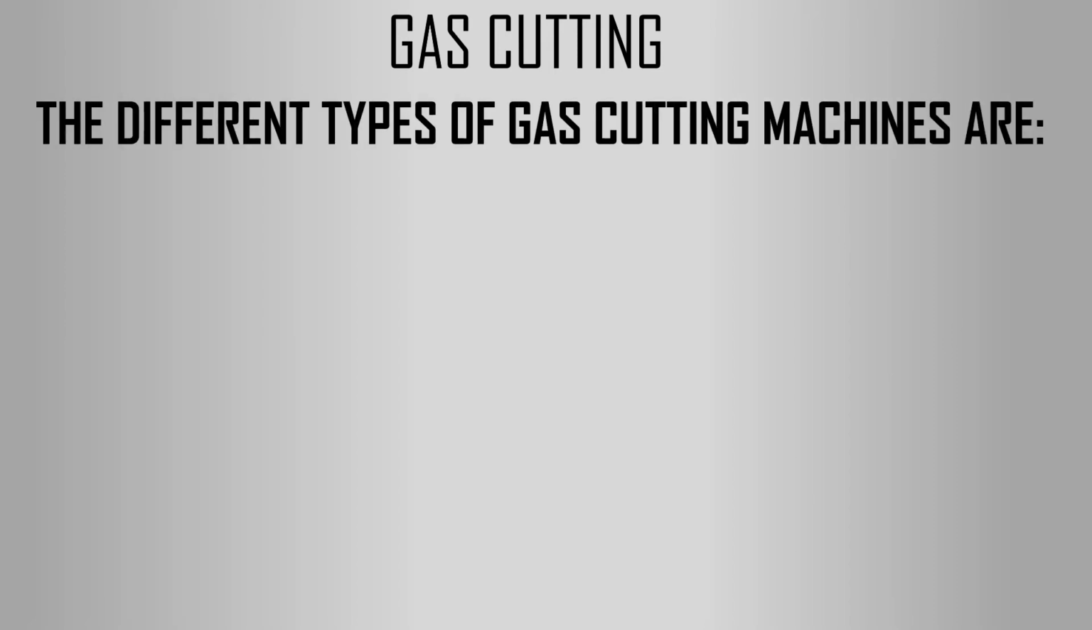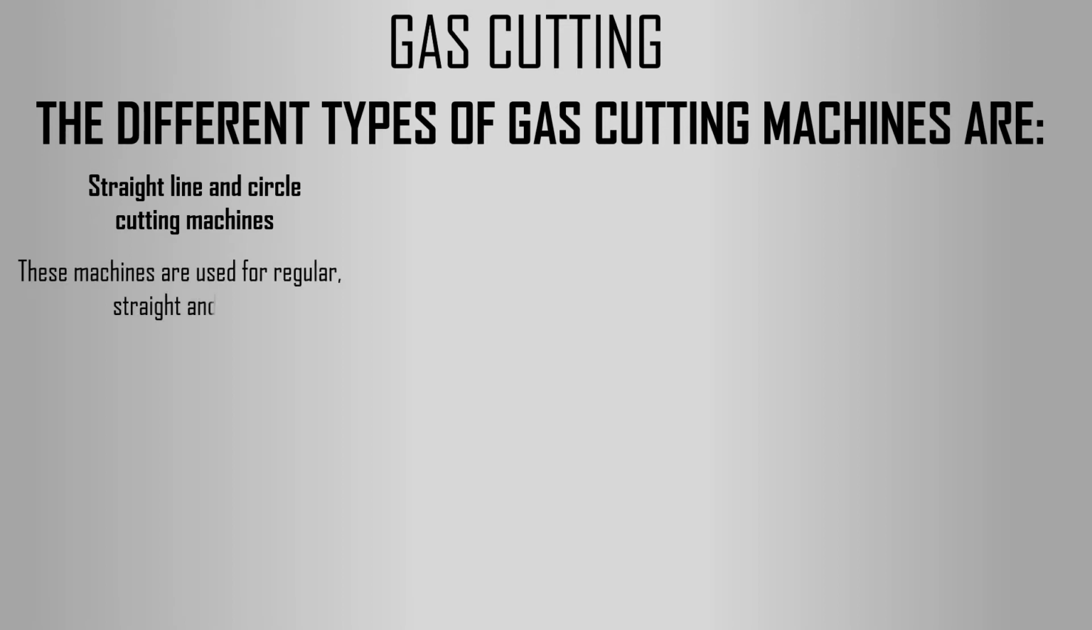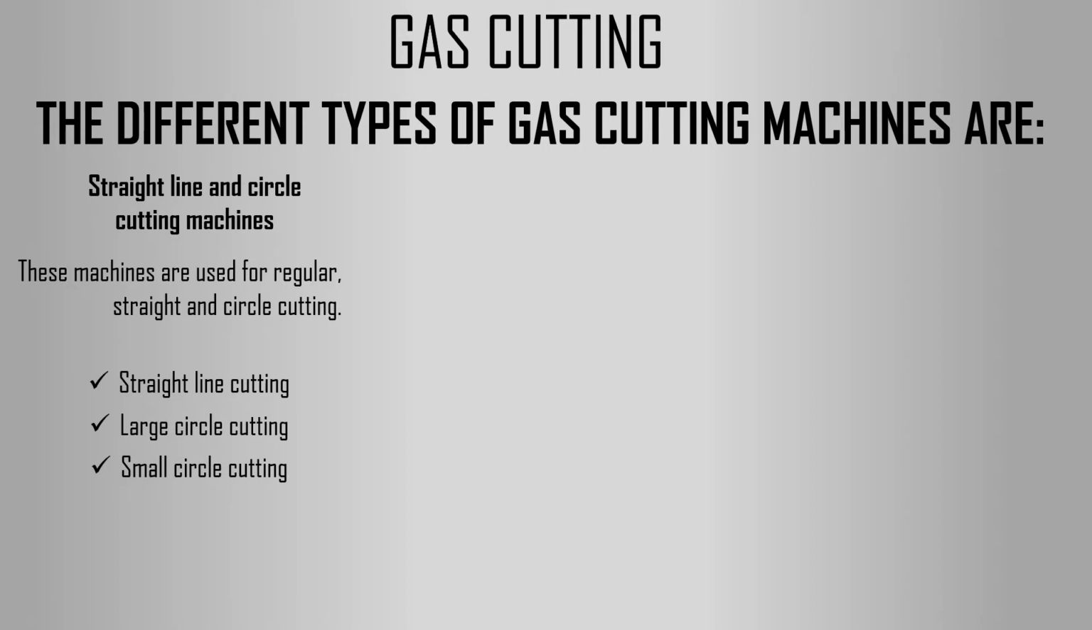Then next, we are going to see the different types of gas cutting machines. First, straight line and circle cutting machines. These machines are used for regular, straight, and circle cutting. They are further classified as straight line cutting, large circle cutting, and small circle cutting.